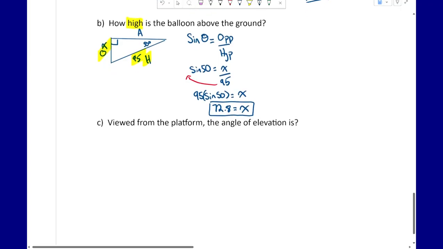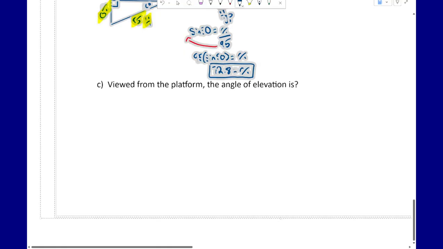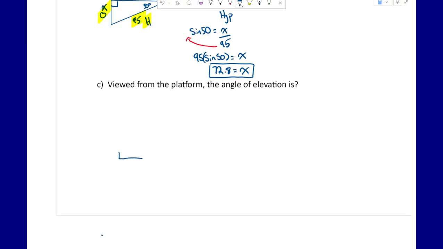And the very last question: viewed from the platform, what is the angle of elevation? So again, I'm going to draw the full scenario out here because it's going to be helpful. So I have the line of sight. It goes to the balloon. This drawing is going to be a little bit quicker. It goes to the balloon.